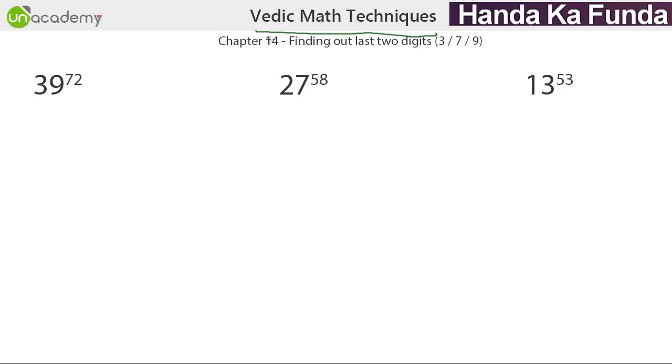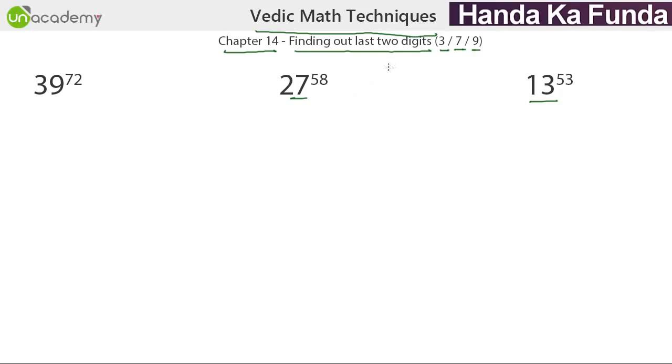In this particular series of videos, we discuss various tips and tricks to make your calculations faster. This is the 14th video in the series, or chapter 14, and in this video, we'll try and find out the last two digits when the number ends in 3, 7 or 9, or the base ends in 3, 7 and 9. You have some examples here: 39 to the power of 72, 27 to the power of 58 and 13 to the power of 53.